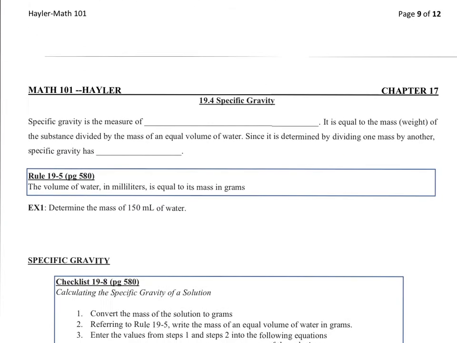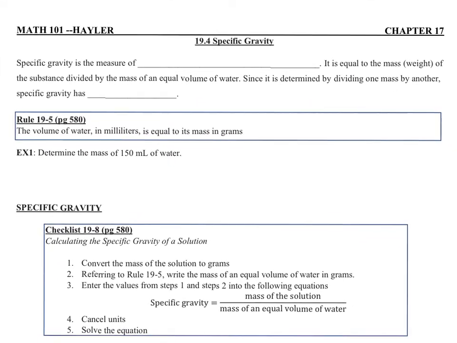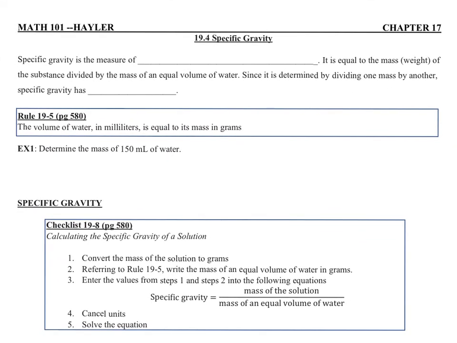All right, moving on to the last section for chapter 19. 19.4, specific gravity. Specific gravity is the measure of the density of a substance.